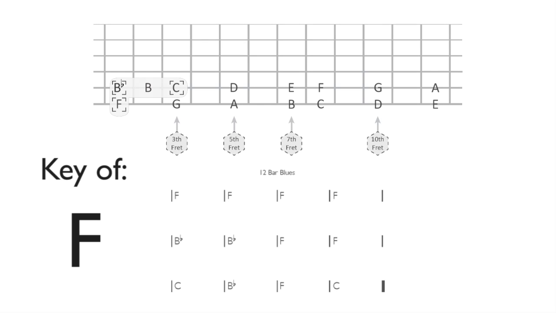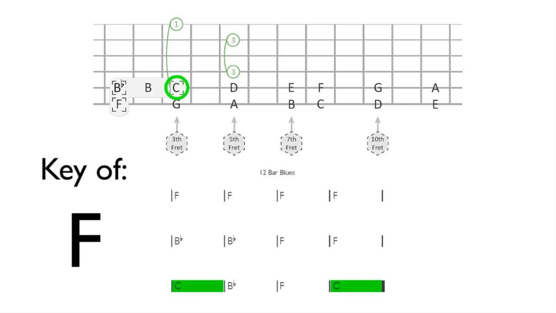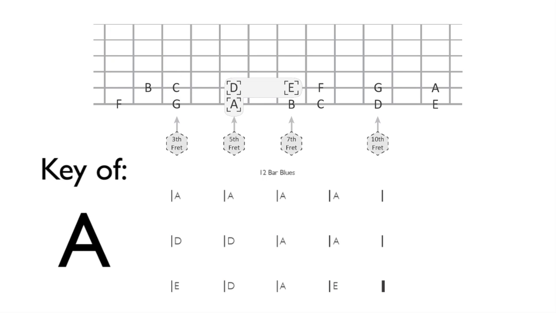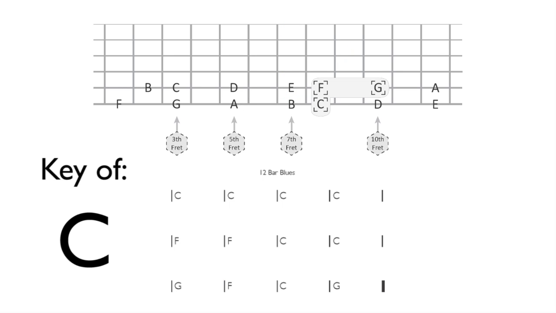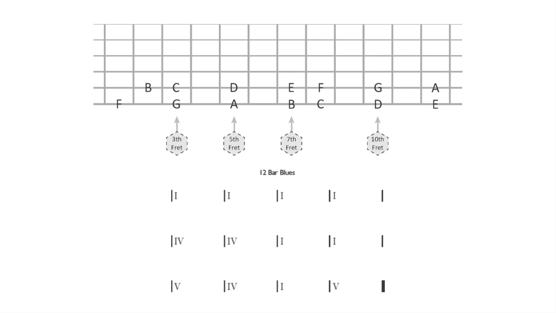The beauty of using this system is we can perform simple modulations by simply moving these chord shapes up and down the fretboard. As long as we remember the pattern in which these chords are played, we can perform quick and simple modulations with minimal consideration to the underlying theory.